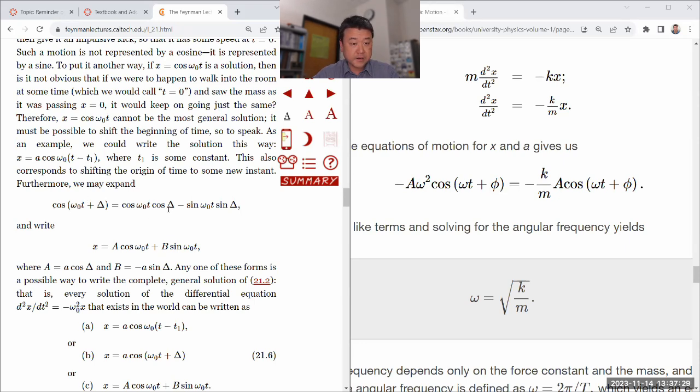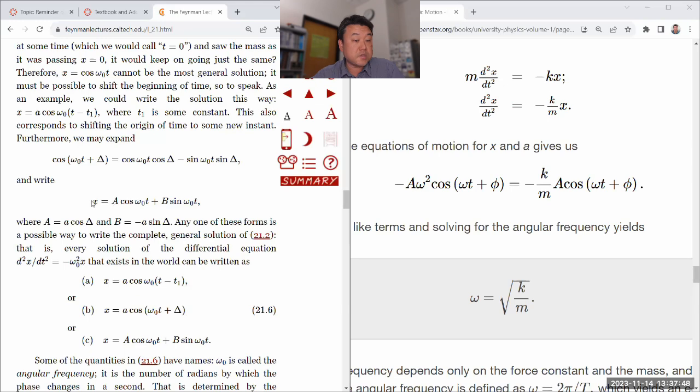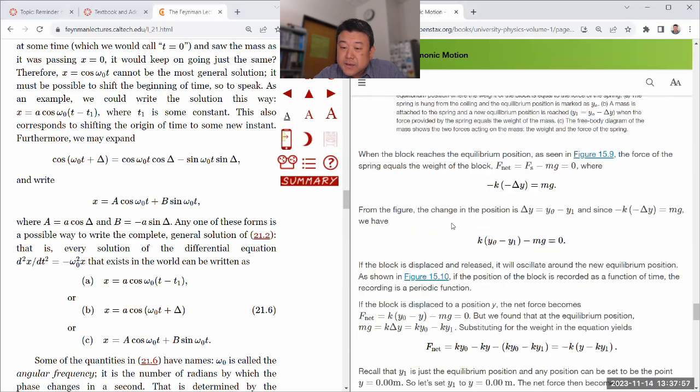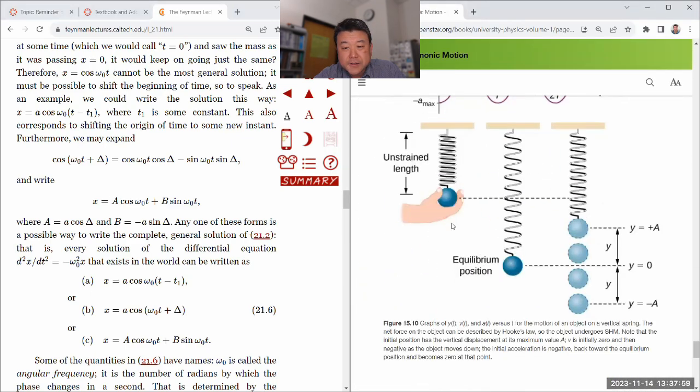So he's starting here, and he's showing, I think, does delta have to be small? I don't think it necessarily has to be small. Here he's using that trig identity that you will see us use in other contexts, but you use this to expand to see the most general solution would look like the sum of cosine and sine functions. Does your textbook do that? Your textbook might not do that. Yeah, your textbook doesn't do that.